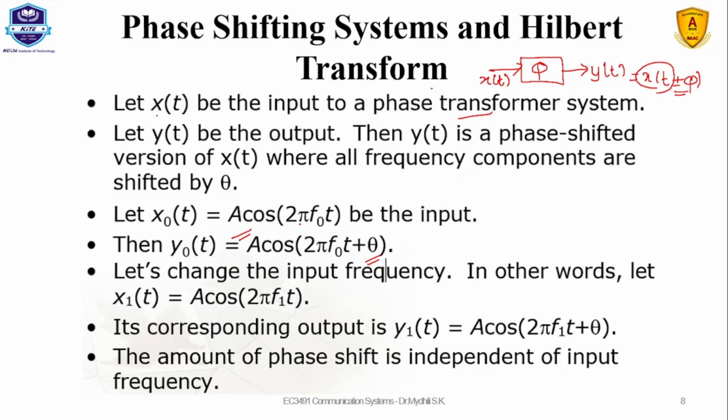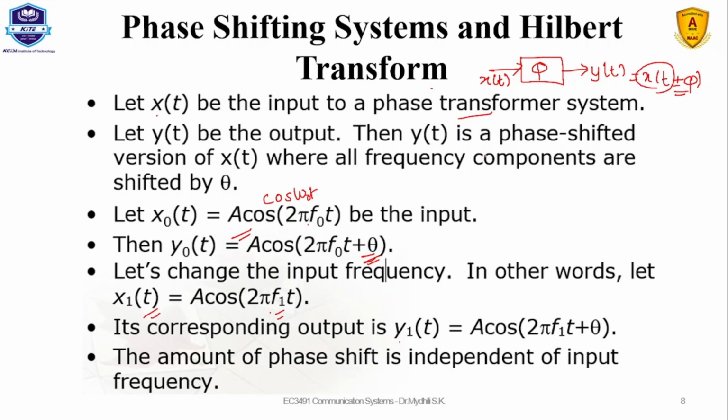So here we are considering this as A cos 2 pi f naught t, that is A cos omega naught t, and here it is the phase shifted version. So let's change the input frequency term. In other words, if the input is taken as x1 of t, that is A cos 2 pi f1 t, what will be the corresponding output? y1 will be the output.